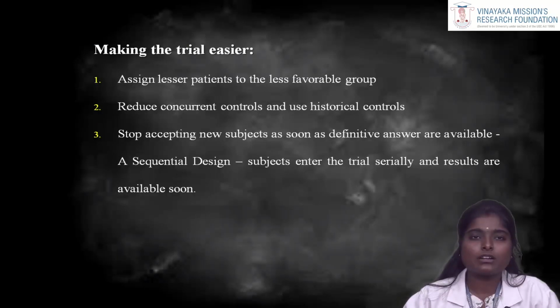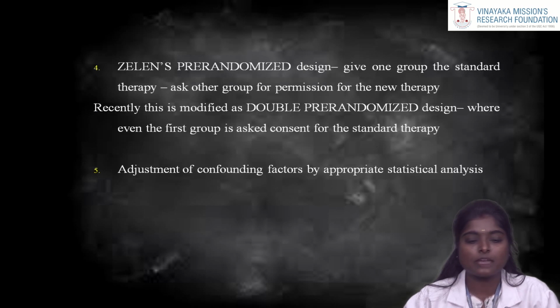Usually, to make a design easier, assign fewer patients to less favorable groups, reduce the concurrent controls and use historical control, and stop accepting new subjects as soon as definitive answers are available. Then adjustment of confounding factors by appropriate statistical analysis has to be done. Usually in one group, the standard therapy is given, and the other group is asked for permission for the new therapy. This is Zelen's pre-randomization. Recently this has been modified as the double pre-randomization design.